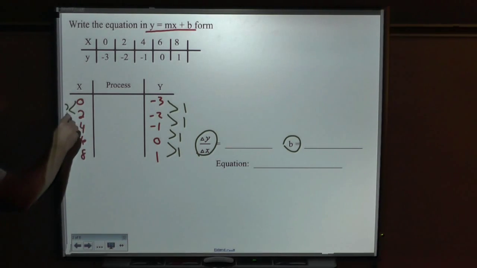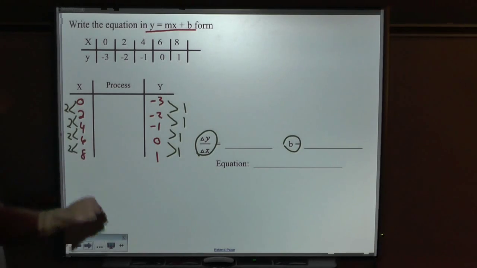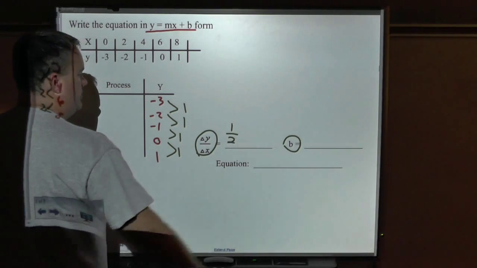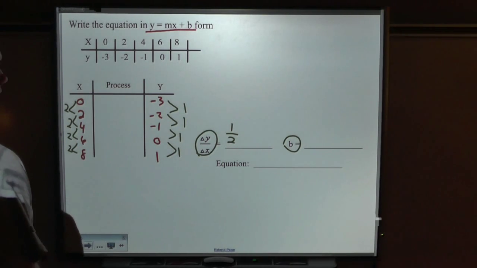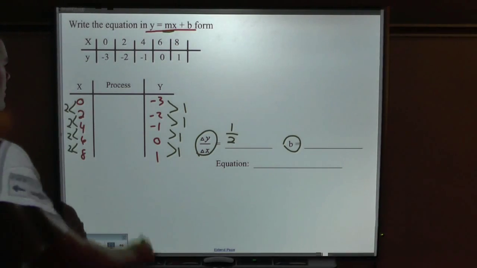For x, it's changing by 2 each time. Alright, so you're changing y, we're changing x. Changing y is 1, changing x is 2. Well, 1/2 is as simplified as you can get. And we leave it as a fraction. Do not change it to a decimal. Leave it as 1/2. So your value of m, your coefficient, is 1/2 at this point.